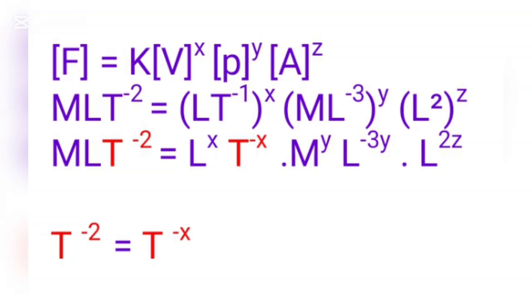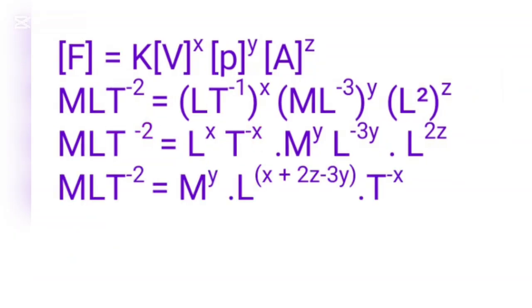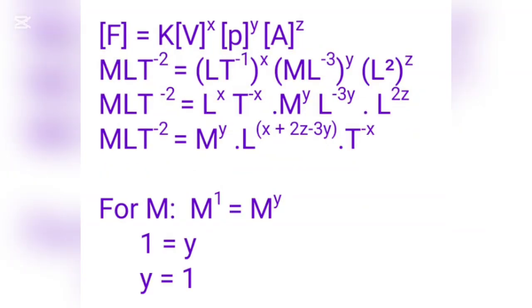Now we are going to compare the left-hand side of the equation with the right-hand side. On the left-hand side, we have M raised to power 1, and on the right-hand side, we have M raised to power y. In that case, we will have M^1 = M^y. So 1 will now be equal to y. Therefore, y = 1.